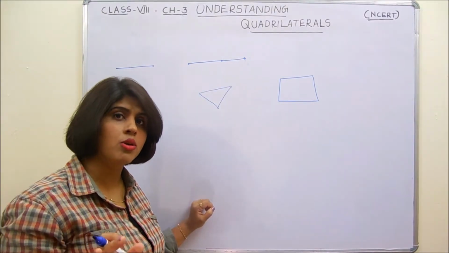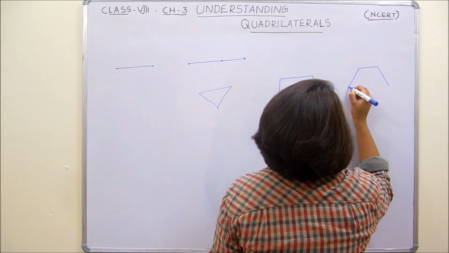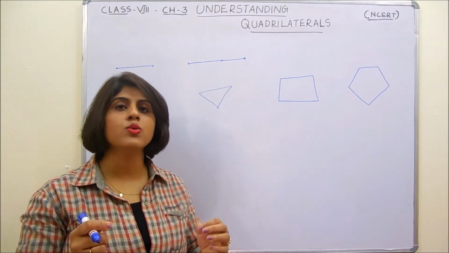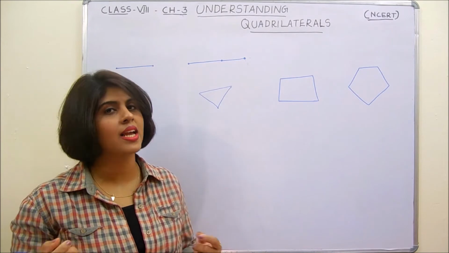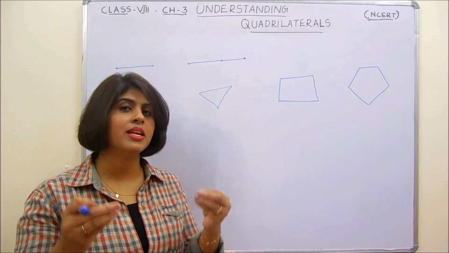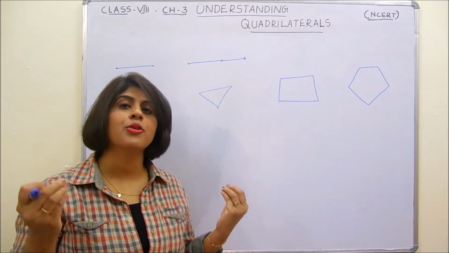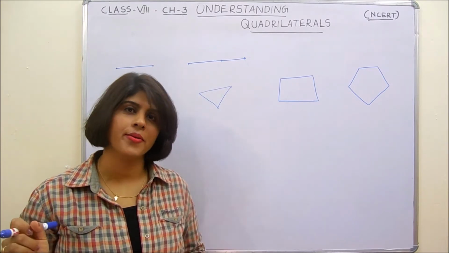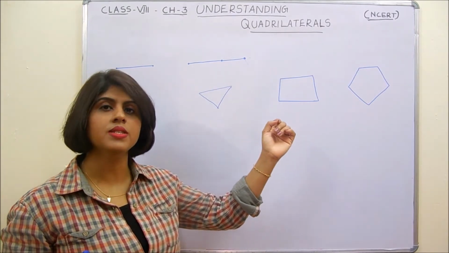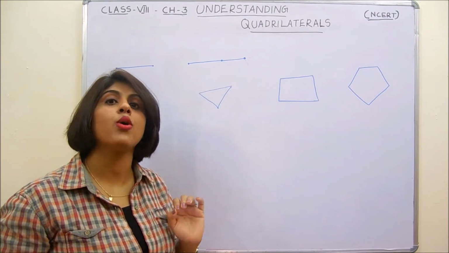If we are considering 5 non-collinear points, then we can form a pentagon. If we are continuing this process by using 6 non-collinear points, we can make a hexagon. Using 7 non-collinear points, we can make a heptagon. Using 8 non-collinear points, we can make an octagon. For 9, nonagon. For 10, decagon, and so on. All these figures are simple and closed curves which are made up of line segments. So these are known as polygons.